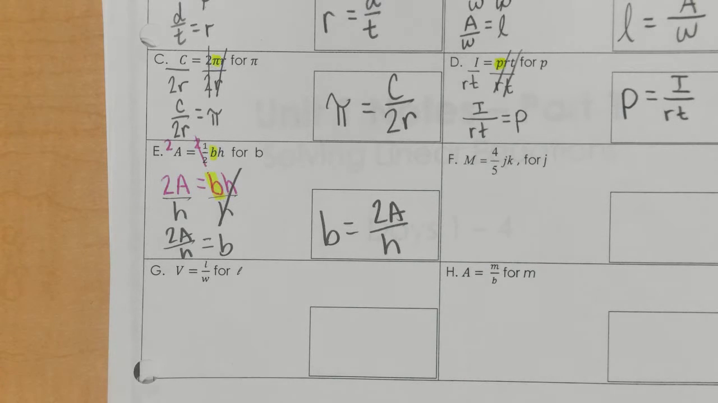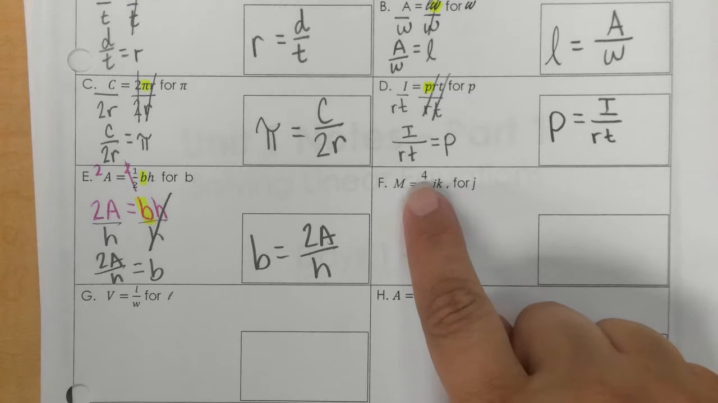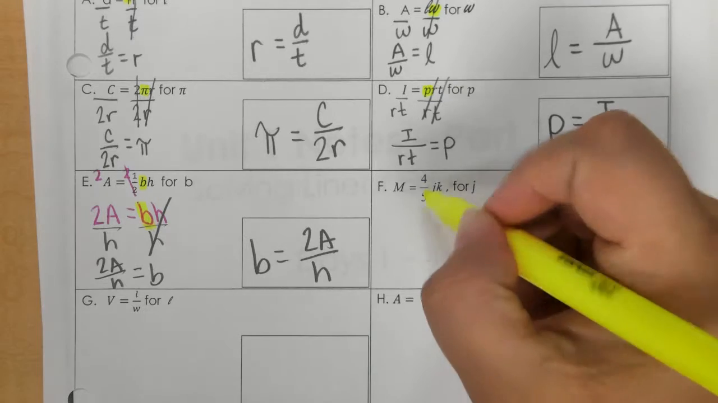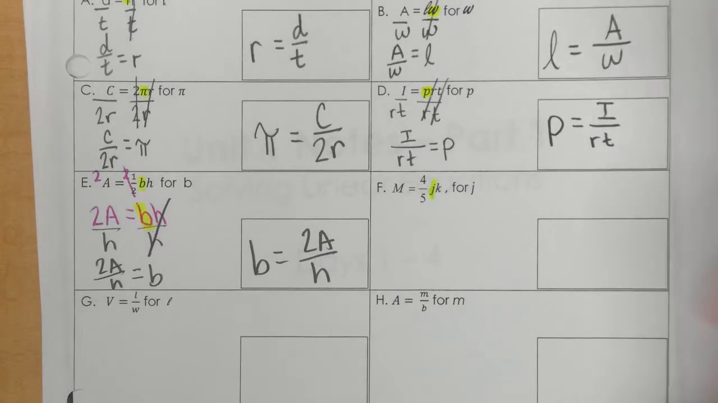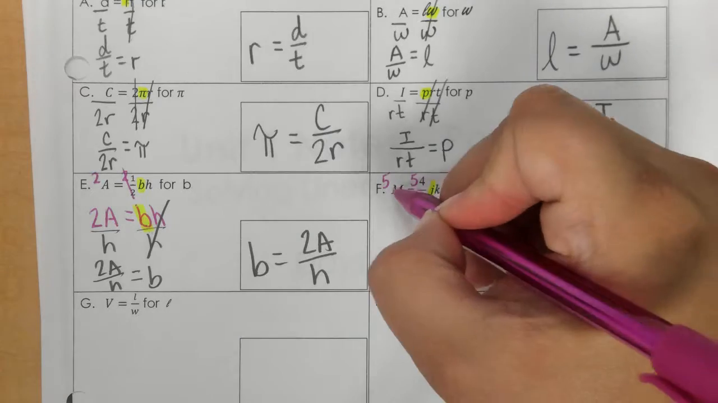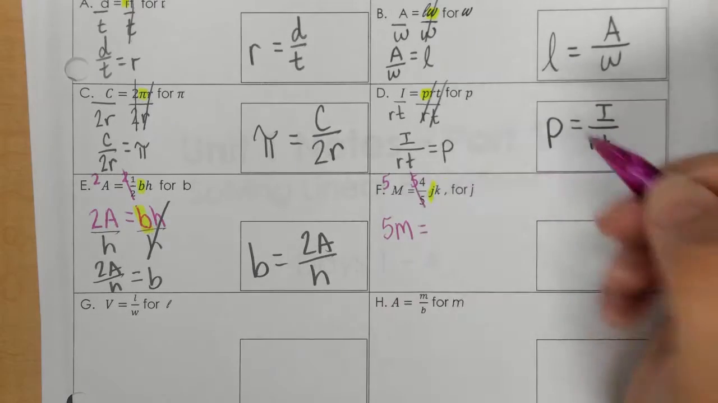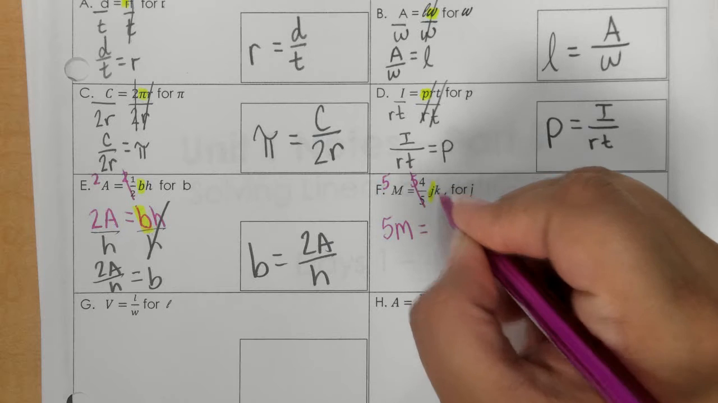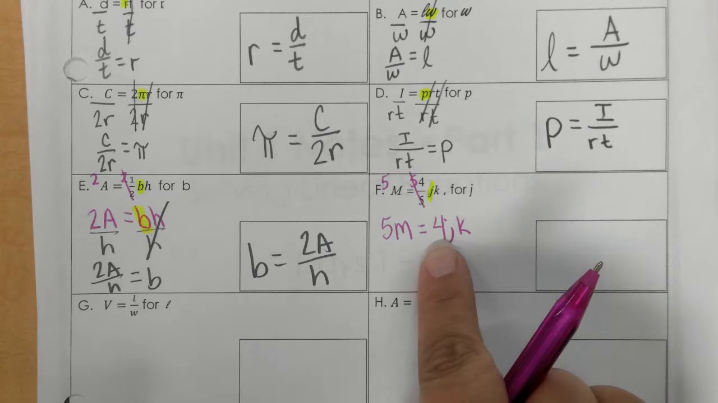Alright, for letter F, this is very similar to E. We just have a number bigger than 1 in our numerator, 4. So our goal is to get J by itself. And I still want to clear the fraction. So I'm going to multiply both sides by 5. So this gives me 5 times m is 5m. This clears out, and we have a 4jk. Now I had to write the j because we wouldn't know it's 4 unless it was there.